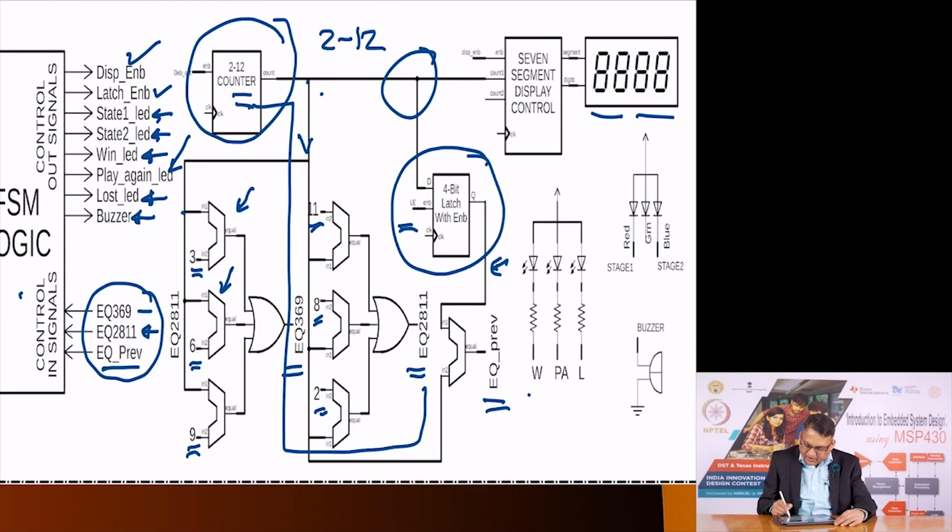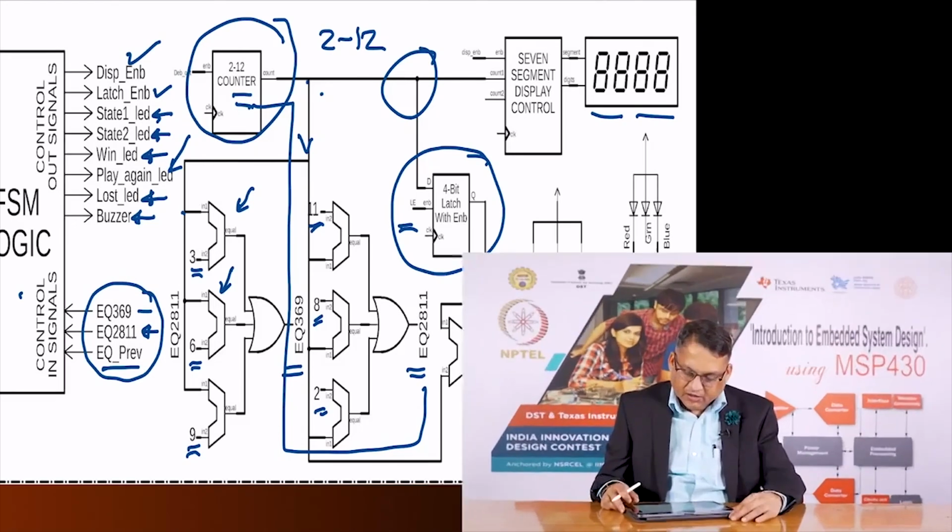Apart from that, here are the 3 LEDs for win, lose and play again. Here are 2 LEDs to indicate stage 1 or stage 2 of the game, and a buzzer to beep whenever certain action is taken. So, this is the representation.